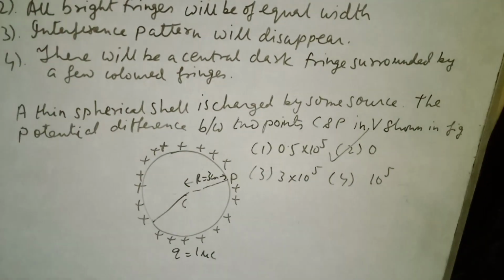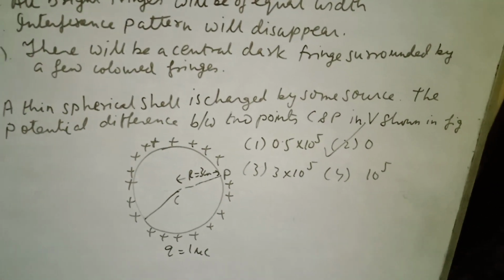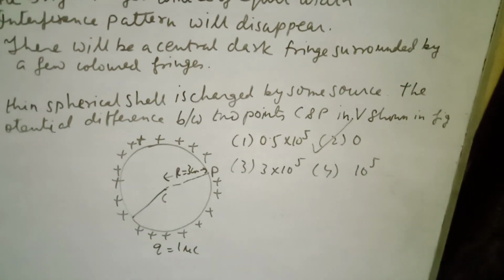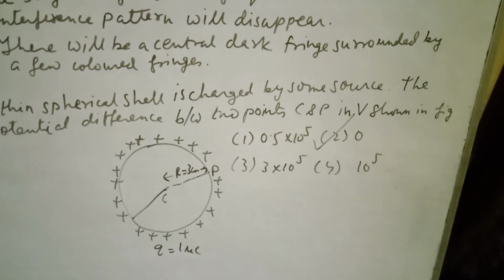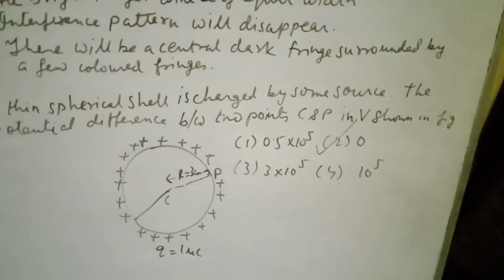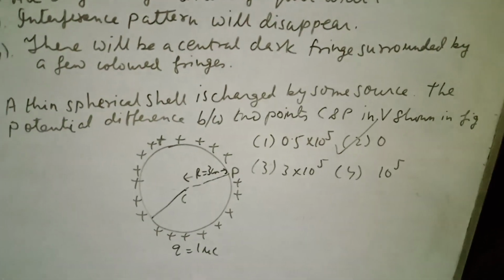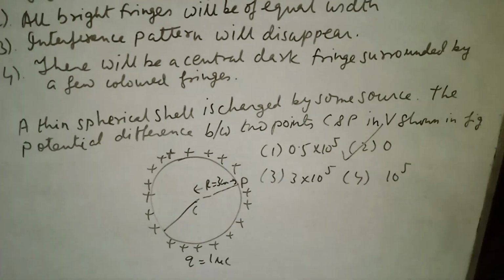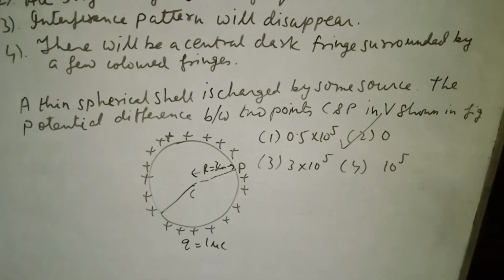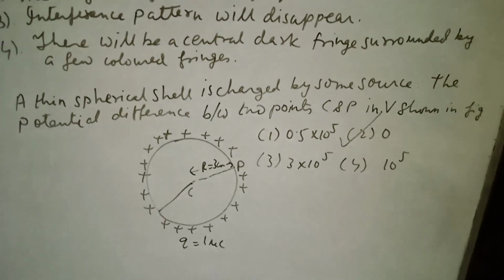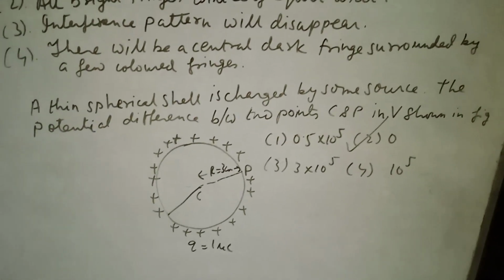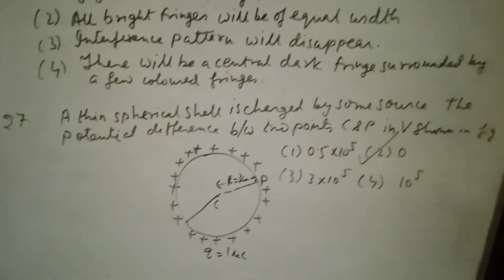A thin spherical shell is charged by some source. The potential difference between two points C and P, in volt, shown in the figure is: number 1, 0.5 into 10 to the power 5; number 2, 0; number 3, 3 into 10 to the power 5; and number 4, 10 to the power 5 volt. Since it is a shell, considering C and P will be on the same surface, we have to assume it's an equipotential surface. So in an equipotential surface, the voltage difference between them is 0. So option number 2 is correct.